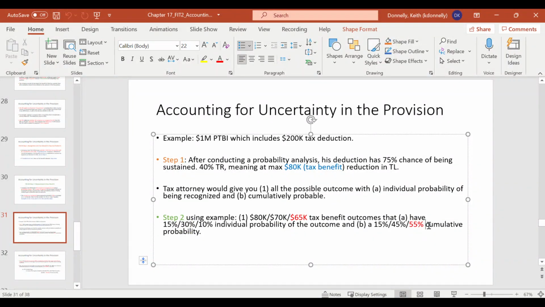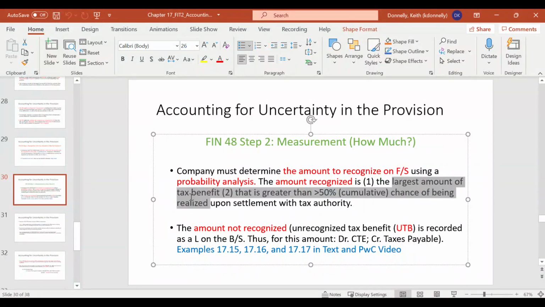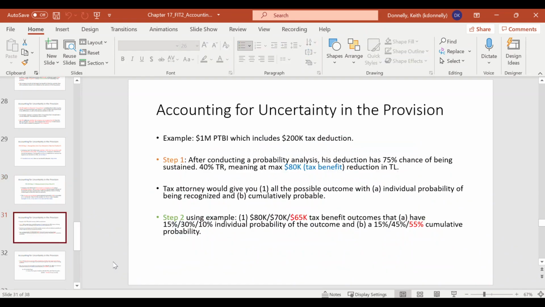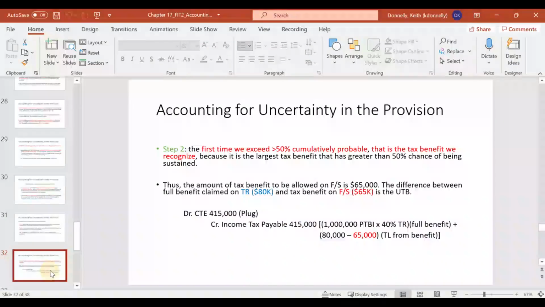And then they're also going to give you a cumulative probability here. So 80K is 15%, 70K is 45%, 65K is 55%. So basically what they're telling us here is the amount we are supposed to recognize, what we actually take as the deduction, is the largest amount of the tax benefit that has a greater than 50% cumulative chance of being recognized. So in this case, only one of them has a greater than 50% cumulative chance. So that's the one we're going to pick, the 65K.